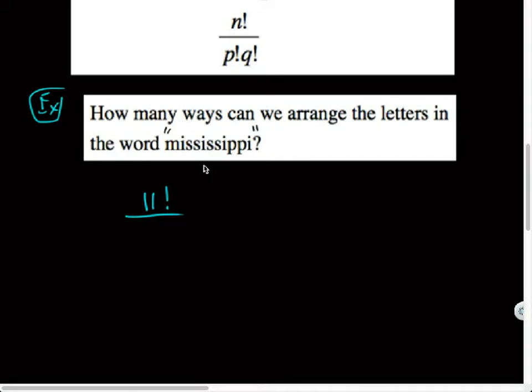Now, let's consider repetitions. How many M's are there? 1. How many I's are there? 4. So I'm going to divide by 4 factorial. How many S's are there? 4. Also 4 of them. Isn't that special? Divide by another 4 factorial. And I've got 2 P's. So I'm going to divide by 2 factorial.